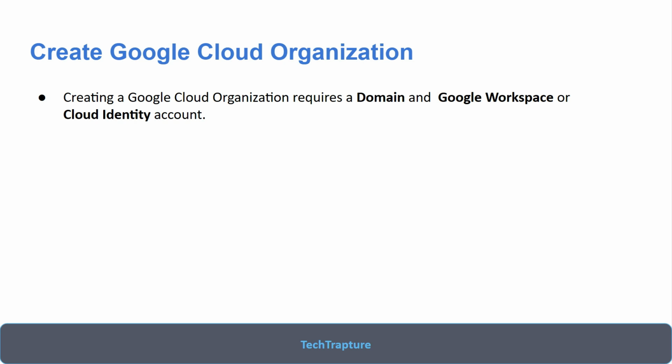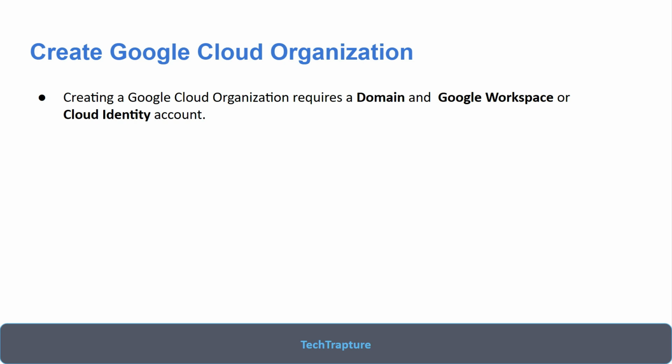So I have a domain TechTrapture.com, so I connected that domain to create my Google Workspace or Cloud Identity account. Now again, one more confusion: what is the difference between Workspace and Cloud Identity? Google Workspace was previously known as Google G Suite. Now it is renamed as Workspace.